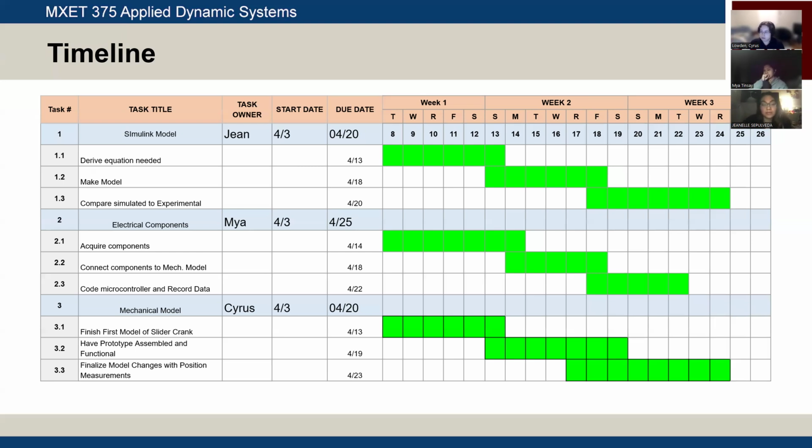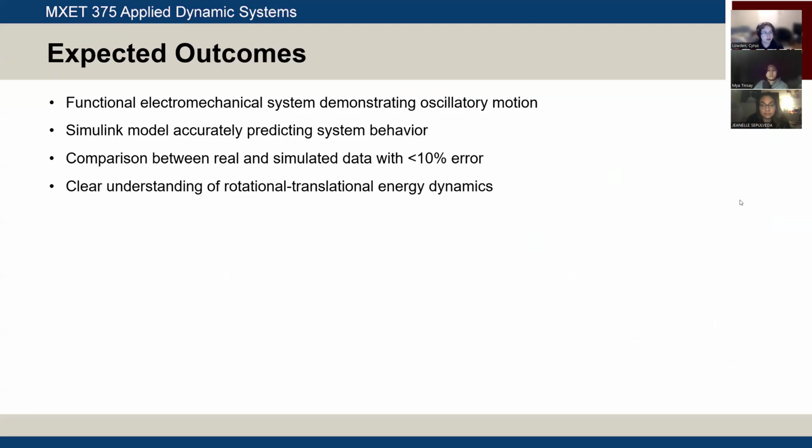And then for the Simulink model, I would derive the equations by the 13th, make the model by the 18th, and then compare the simulated to experimental model by the 20th. And then that'll be it for our timeline and then our expected outcomes.